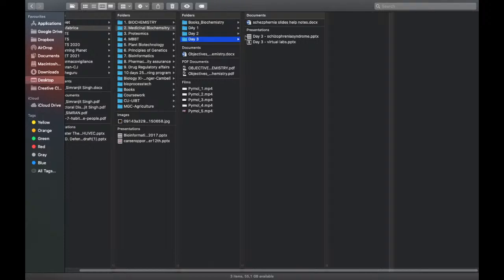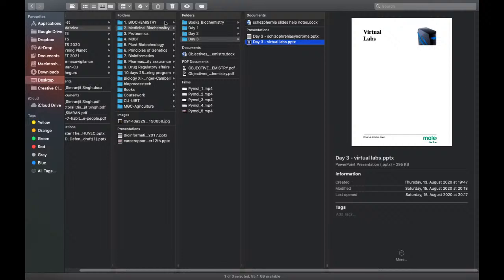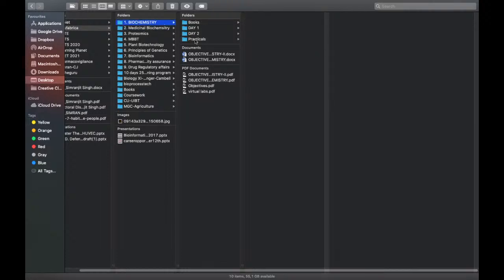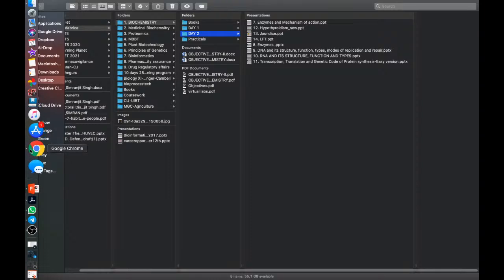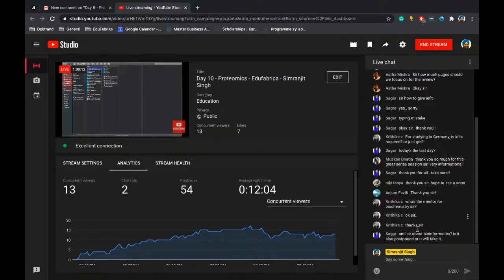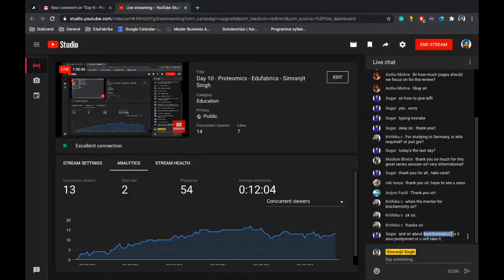Some virtual labs, some practicals. Bioinformatics, Ramneet ma'am will take it. She has already created your syllabus, so she will be taking care of that.